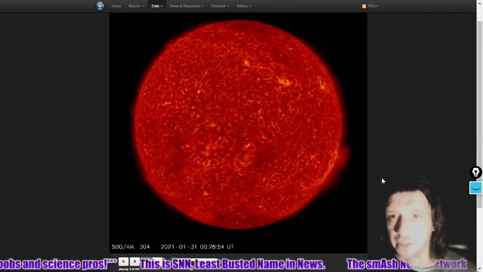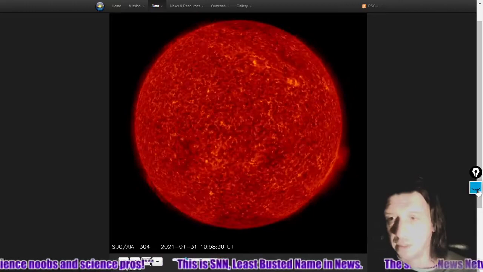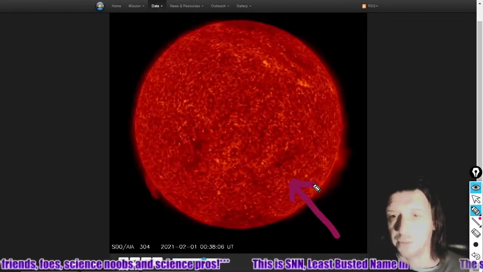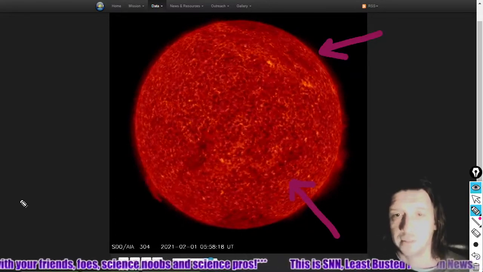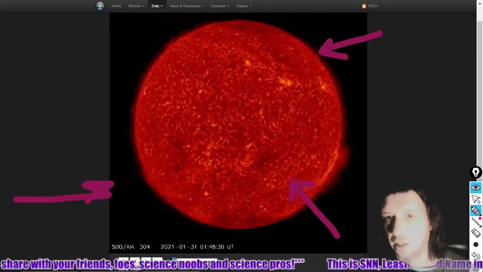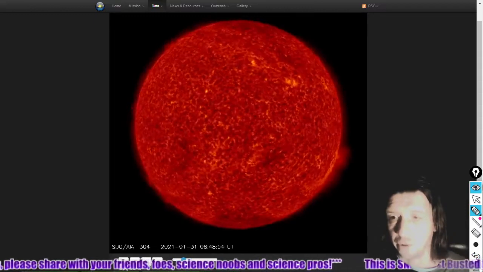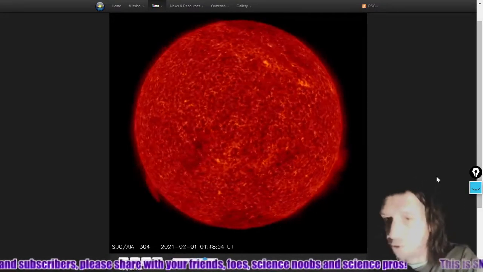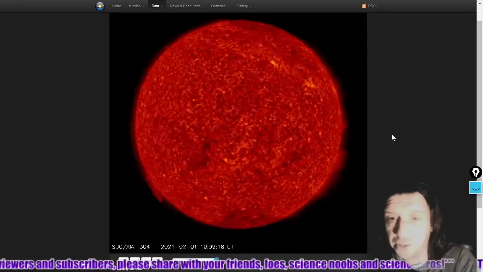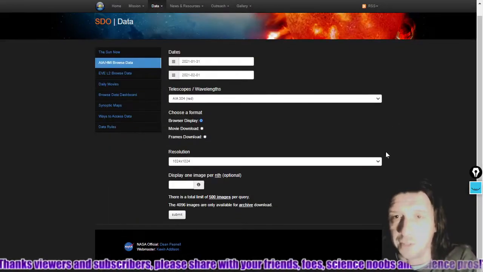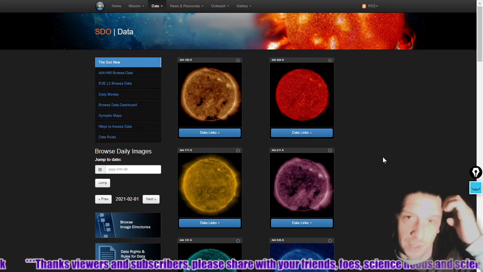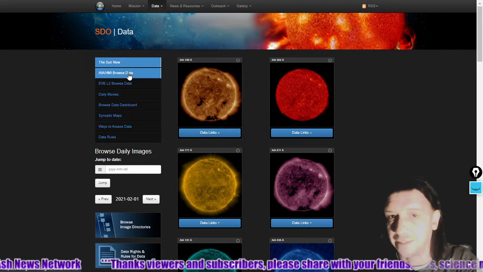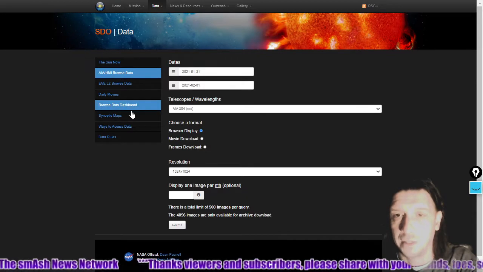You can see some significant filaments here in a couple different spots. Some filaments there, filaments here, and as I've stated over and over again, we don't need solar flares or sunspots to see coronal mass ejections. If you're wondering how to view this data, this is on the SDO website. Just head to the Sun Now page and click on AIA/HMI browse data, and you'll be able to find that.